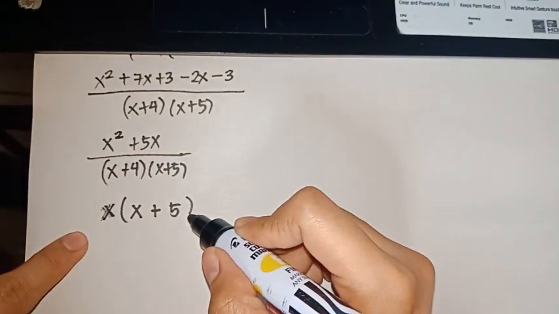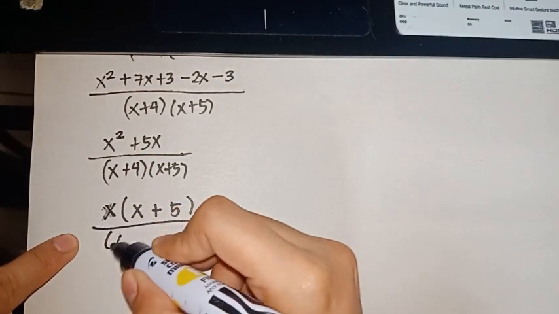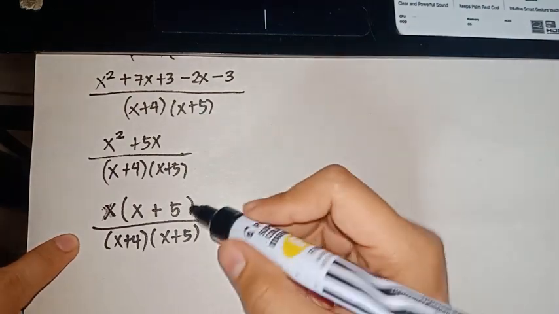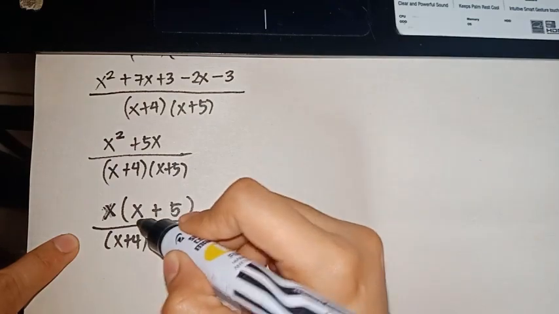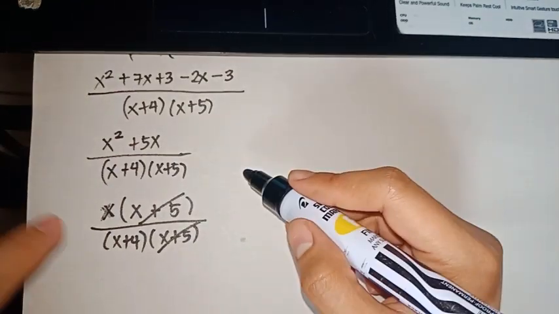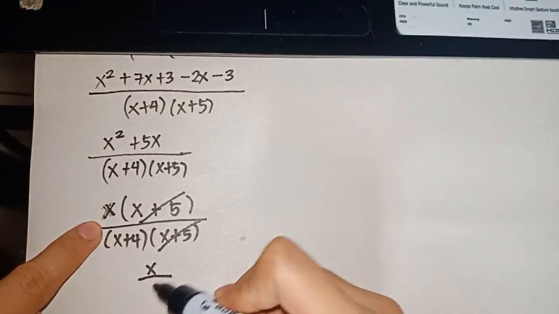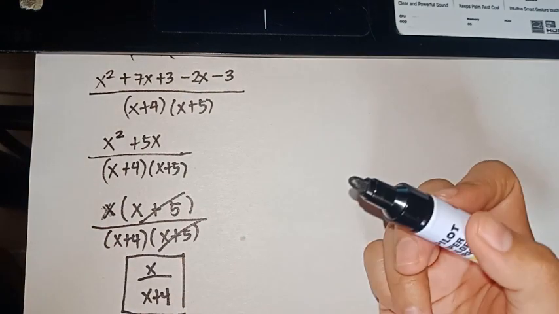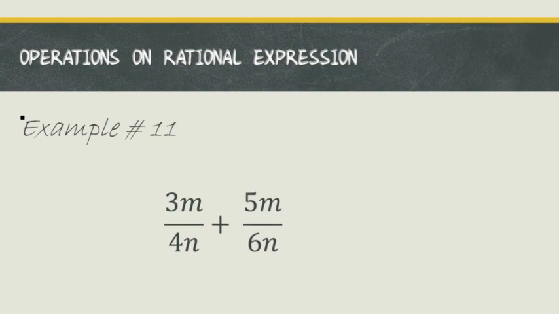We are left with 5 all over x plus 4 times x plus 5. Now, as you can see, we have common terms, and we can cancel that out, and we are left with x over x plus 4. And this is our final answer. So how about the similar fractions?